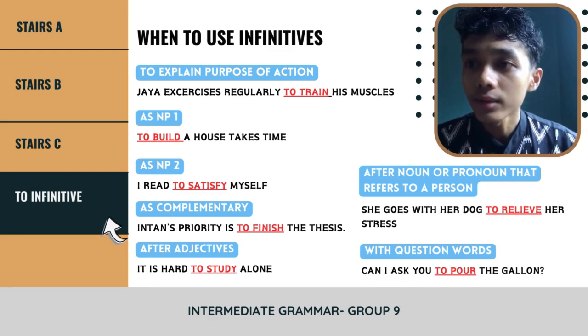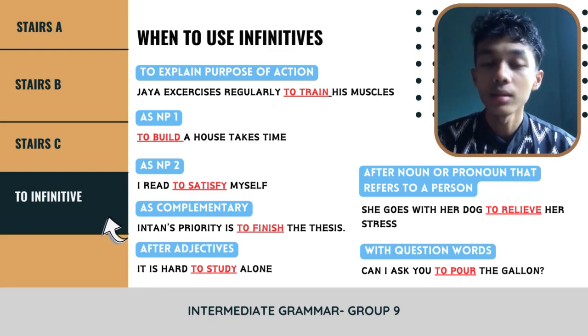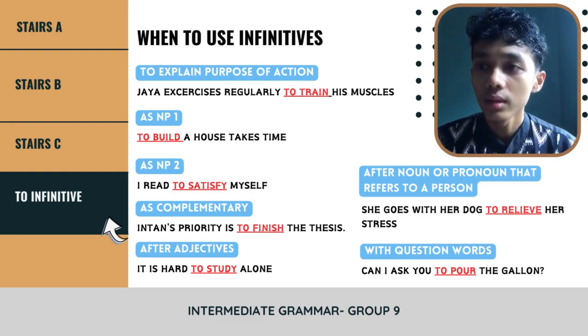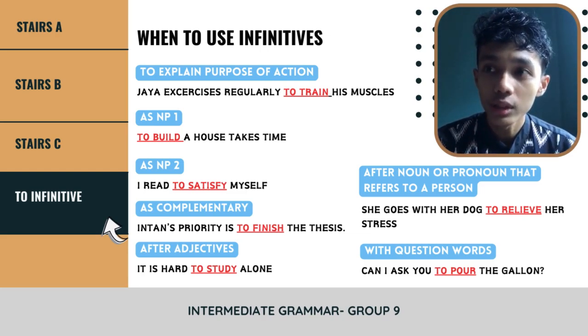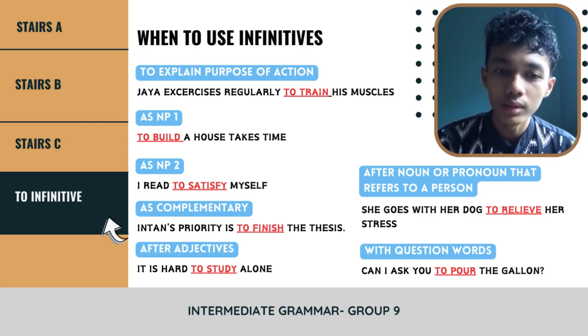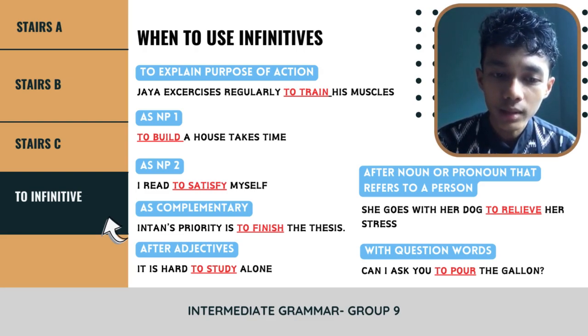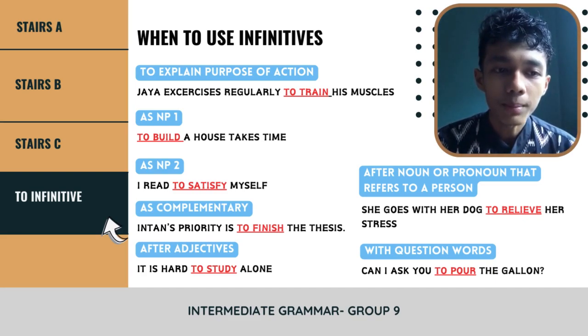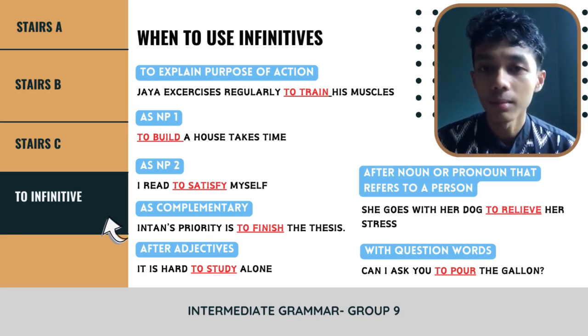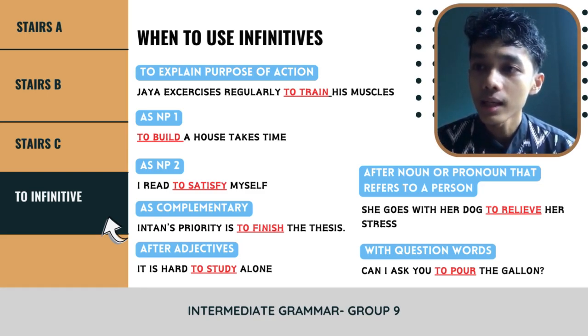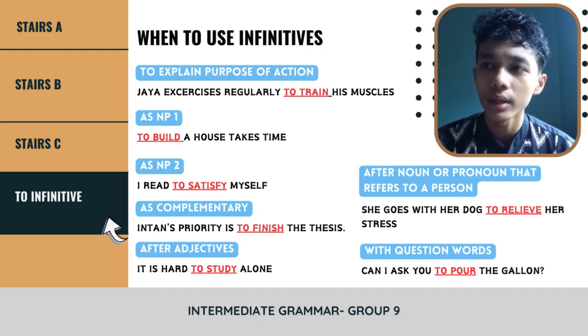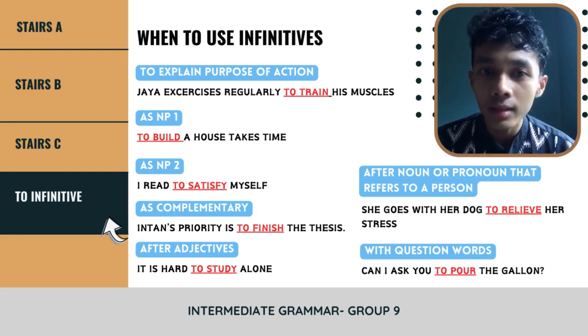The next one is after a noun or pronoun that refers to a person. This is very easy to look for or to find because usually it goes like this. She goes out with her dog to relieve her stress. She went with him to play around. She woke up her dad to eat her breakfast, and something like that. And the last one is we can usually see infinitives in question words. So for example, can I ask you to power the gallon? Can I ask you to buy me a thing?